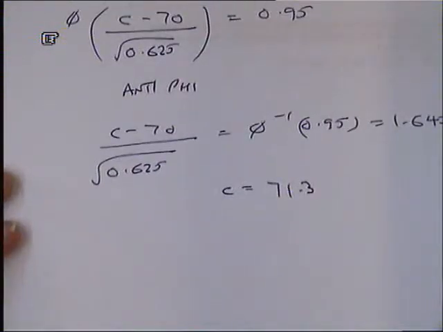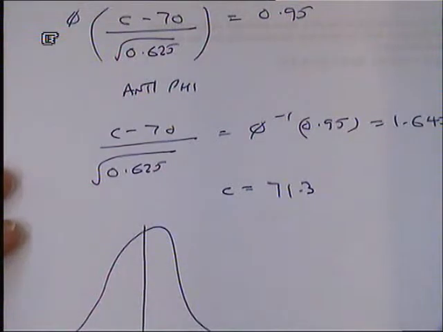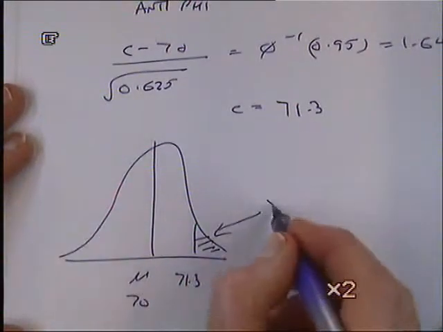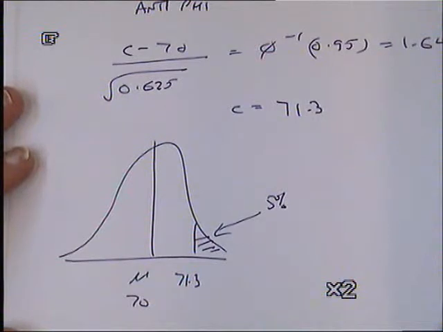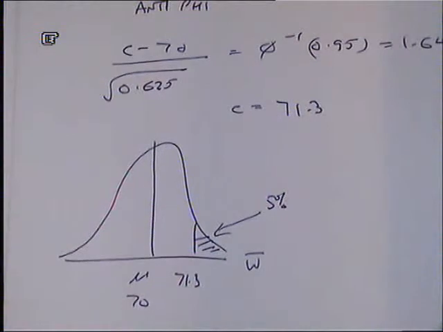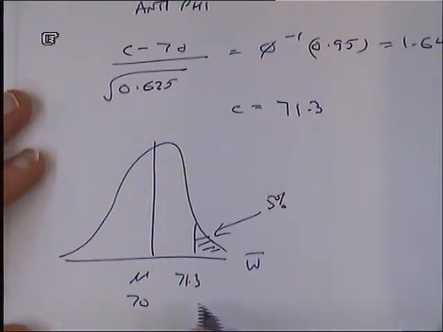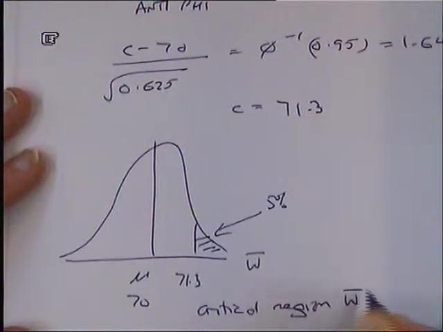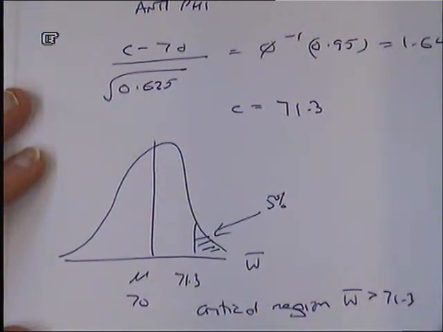So I'm just going to sketch again that diagram we had earlier. We had mu was 70. We've now worked out 71.3 is where 5% of our probability lies. Okay, and down here we're looking at W bar, the sample means. Now in step 3 it said calculate the critical value. Well, the critical value is 71.3. The critical region is the region to the right of that. So our critical region is W bar being greater than 71.3.